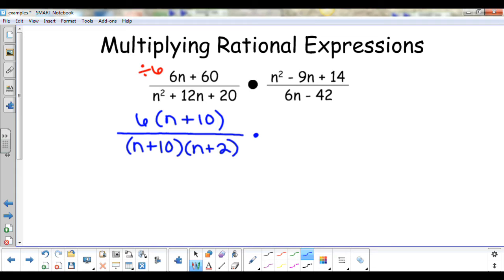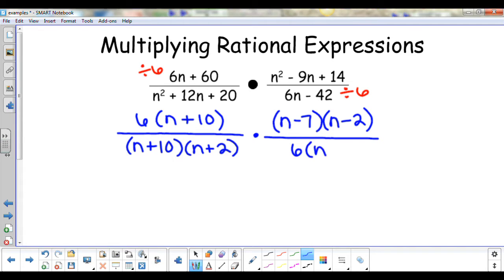I have a trinomial again in my numerator, so I'm going to factor that using the British method or the box method. When I factor, I get n minus 7 and n minus 2. In my denominator, I have 6n subtract 42. Both of those terms can be divided by 6, so my 6 is going to go in front, leaving me with an n subtract 7 inside.